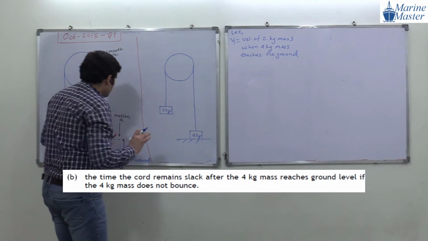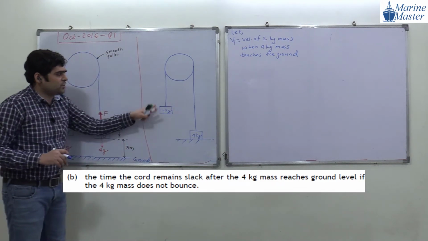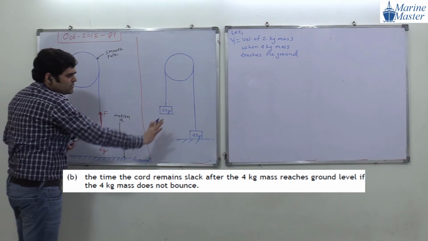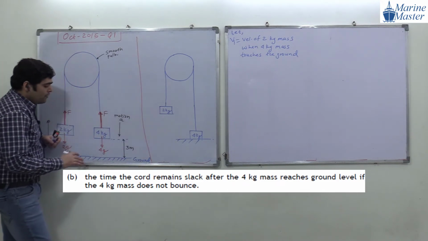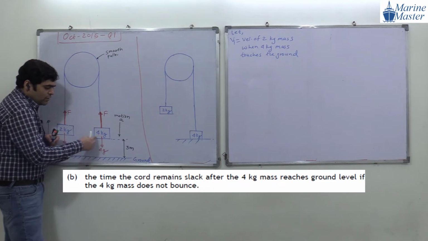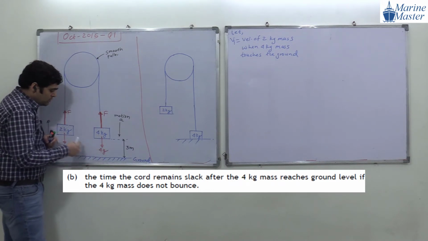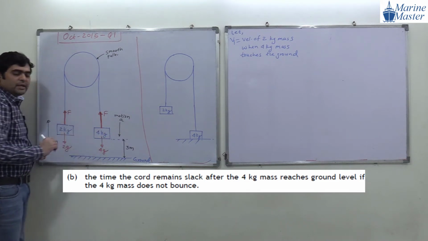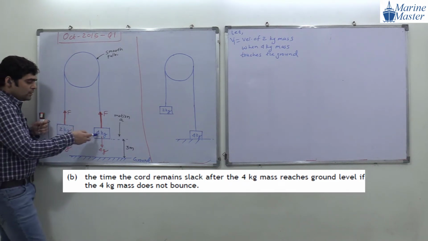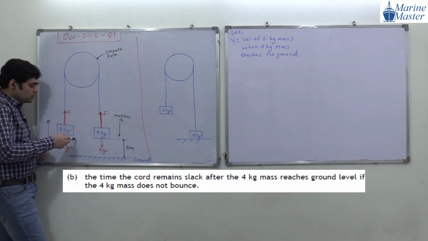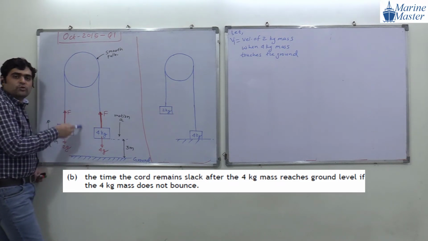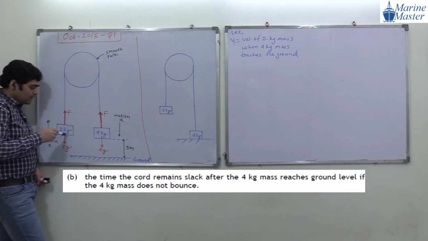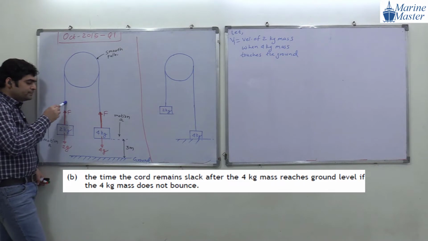See how the story is going here. Try to observe both the drawings. Here I have drawn a smaller drawing because I don't have to show any forces. When the 4 kg mass is going down, what about the 2 kg mass? The 2 kg mass is going up. Is the screen visible to everyone properly? So the 2 kg mass is going up.